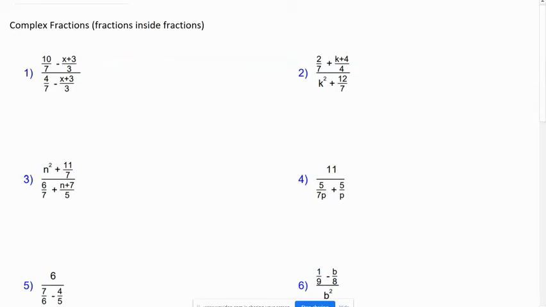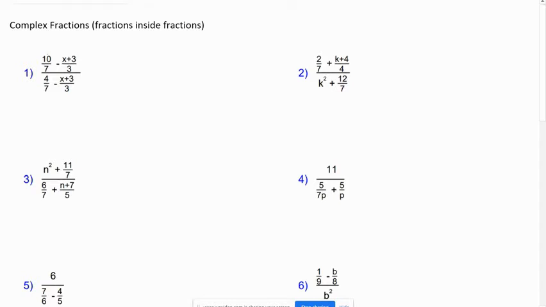Hello, everybody. This is Bert Dixon here to give you a quick lesson on complex fractions and equations in quadratic form. This corresponds to section 3.1.2 in your CPM pre-calculus textbook.